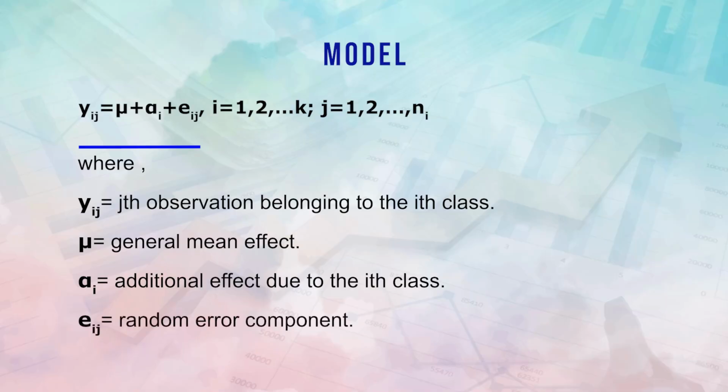And there will be an error component, because it is not possible to explain the variability in full. That is, we cannot explain fully the variability. There is always an element of chance, an element of error. So this error is denoted by eij, and we call it a random error component. Why is it random? Because we do not deliberately commit any error. The error always creeps in any experimentation. So these errors occur randomly. That is why eij will be called a random error component.